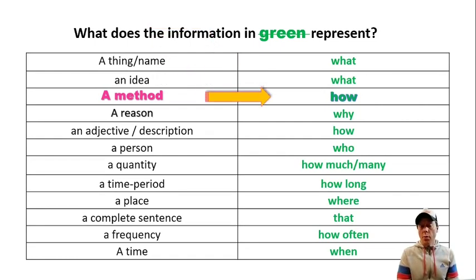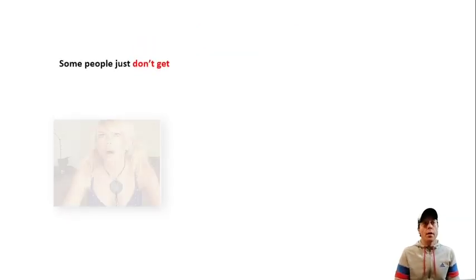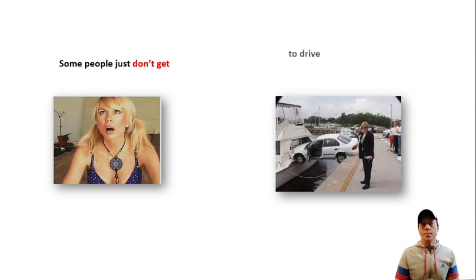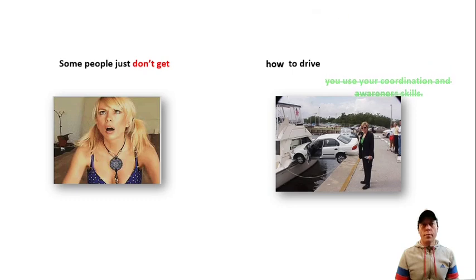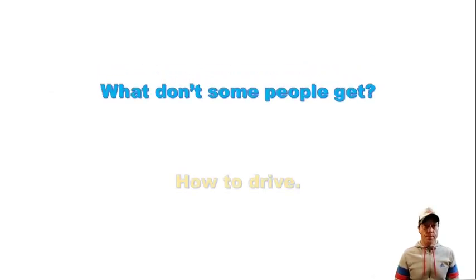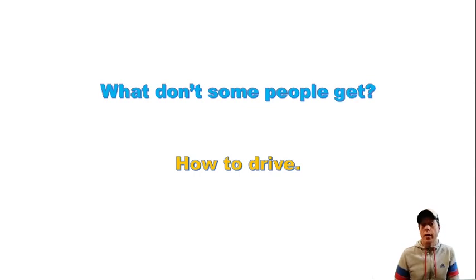Once again, this is another way to communicate a method. So we need the pronoun how. Some people just don't get how to drive. So the question is, what don't some people get? And the answer, how to drive. So you would use the pronoun how and the infinitive. That's a way to express a method as the answer to a question, or a phrasal noun, an object phrase if you prefer.